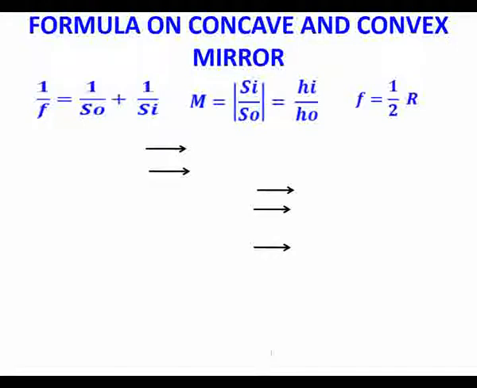The second formula is M equals SI per SO in absolute value, and M equals HI per HO. In here, M is magnification, HI is image height, and HO is object height. And the third formula, as we know from the previous slide, the relation between F and R: F equals half R.